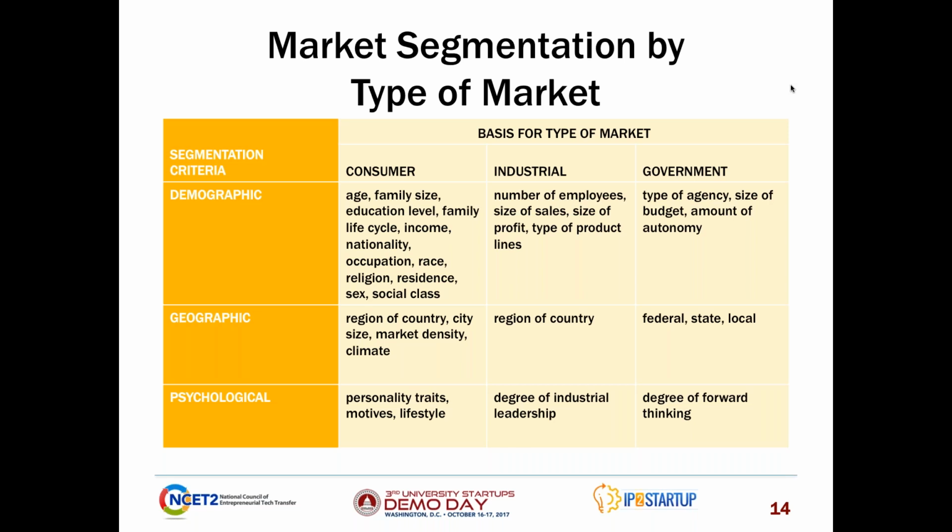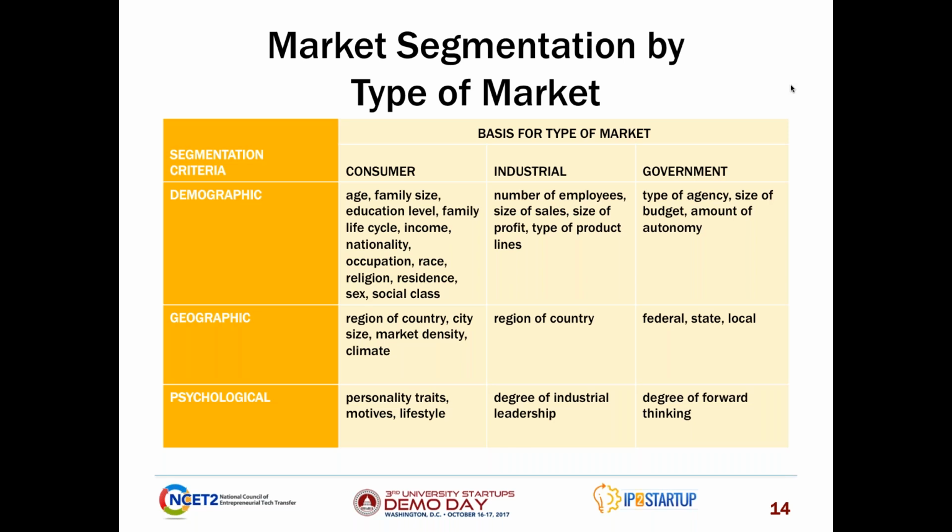Now, there are 4 other segmentations I'm not going to take a lot of time on because they're not used as extensively. Psychological, with degree of industrial leadership. We used that a little bit, didn't we, in my example, because we picked the Cleveland Clinic. And we know that if the Cleveland Clinic is going to take it, we're going to say that to all of our future sales, all of our other target market people.